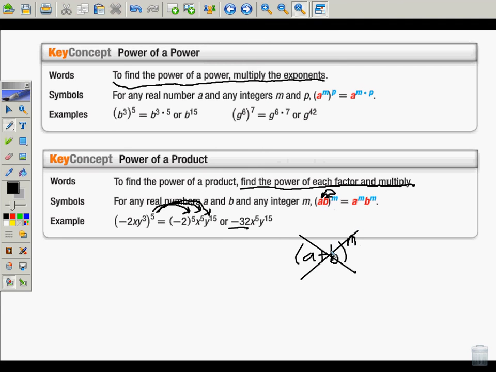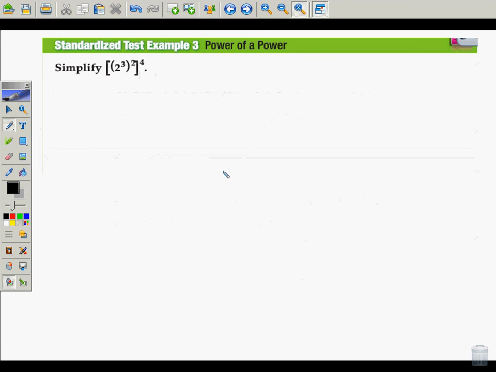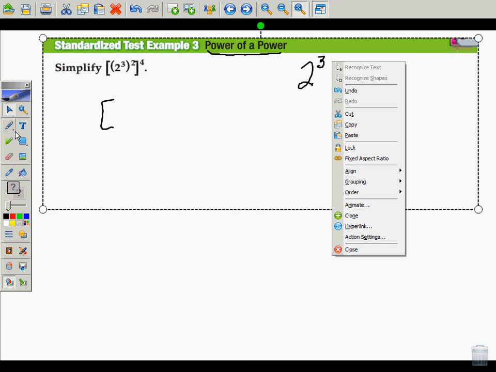So let's look at our next example. We've got 2 raised to the third power, raised to the second power, raised to the fourth power. So here, if you notice, it says power of a power, so we're doing our power of a power rule. Remember that says when you have an exponent raised to another exponent, you multiply exponents. So I'm going to take this one step at a time. I have 2 raised to the third power raised to the second power. That means I'm going to have 2 raised to the 3 times 2, which will give me 2 raised to the 6th.